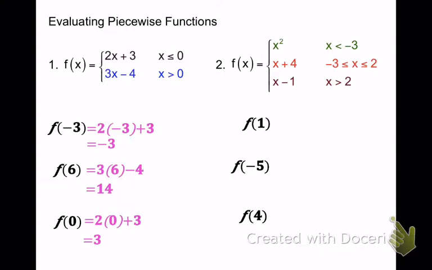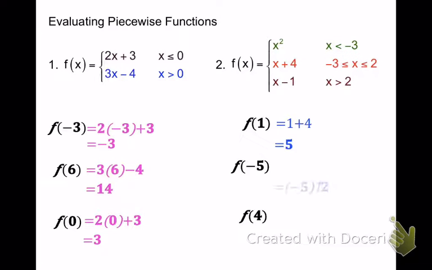All right, let's try number 2. Same idea. We just have 3 functions here instead of 2, and we have to make sure we decide carefully. So when we plug in the number 1, is 1 less than -3? No. Is 1 between -3 and 2? The answer is yes. 1 falls between these numbers because 1 is not greater than 2. So we're plugging into the equation in the middle. So we get 1 plus 4, 5. Next one, -5. Is -5 less than -3? Yes. So it's going to go in the first equation.